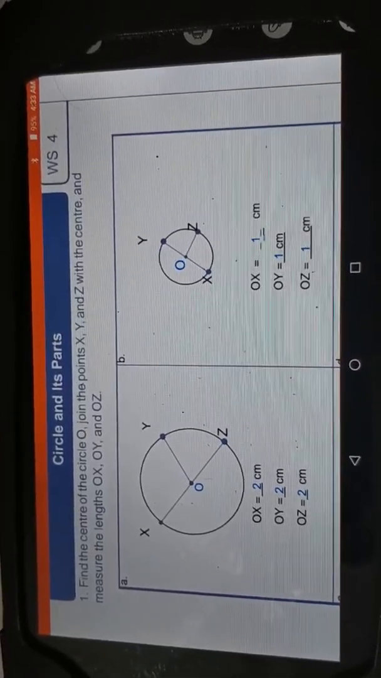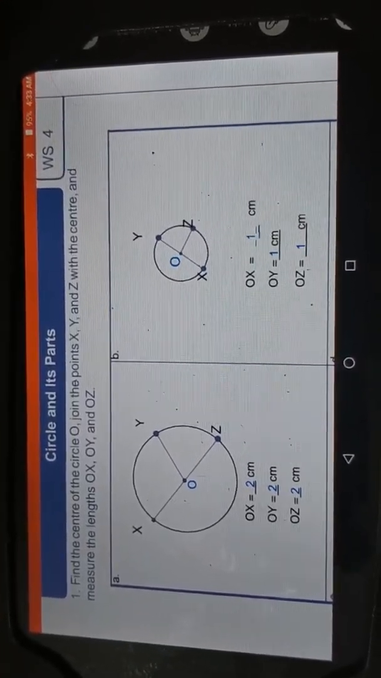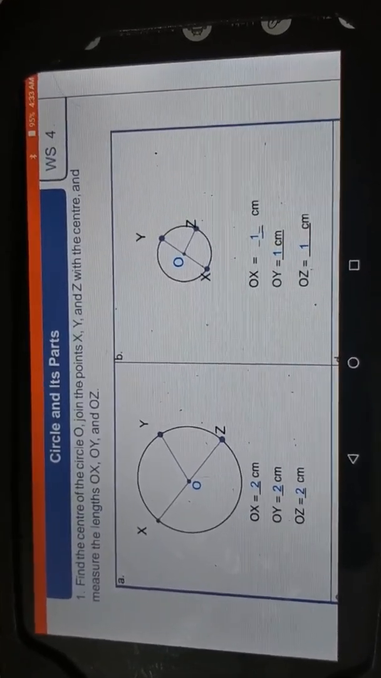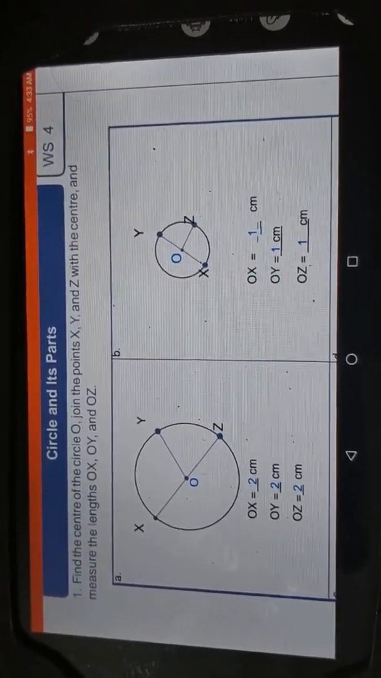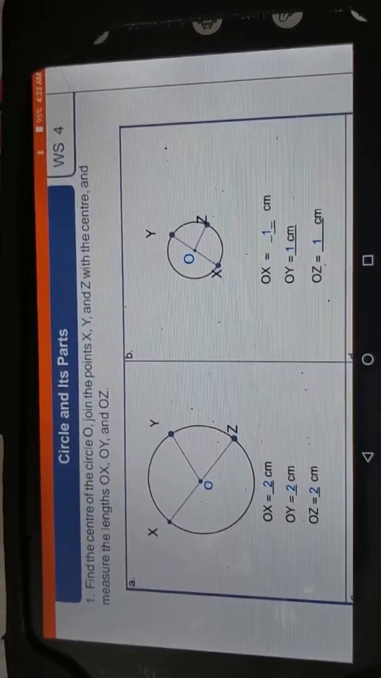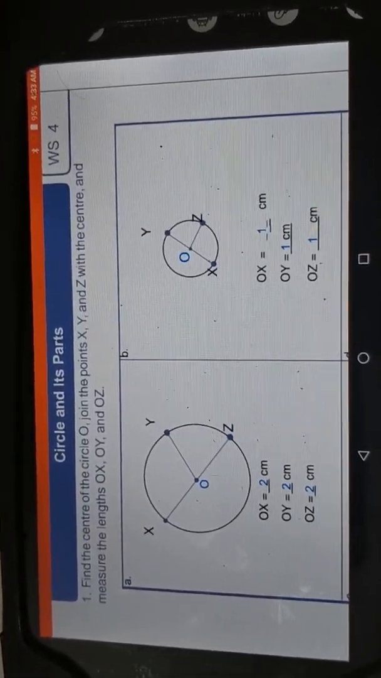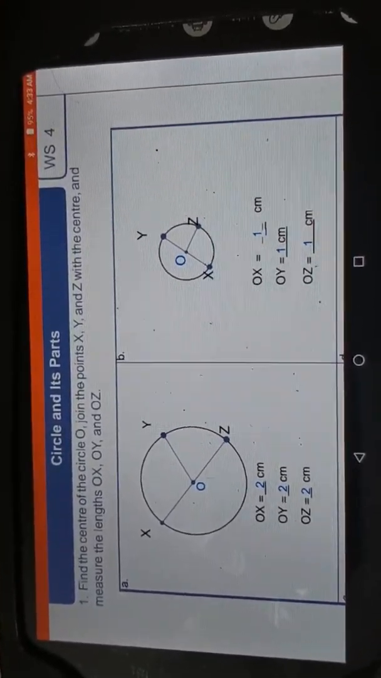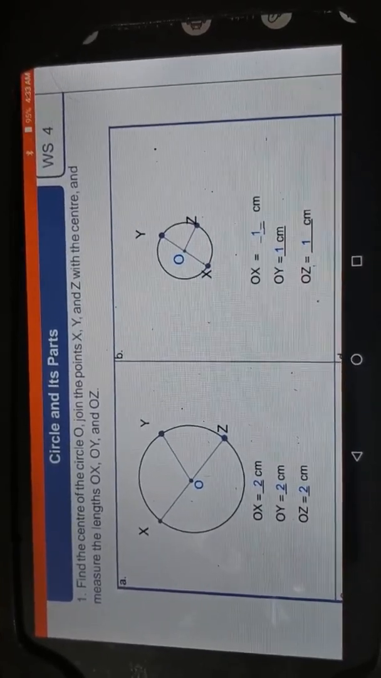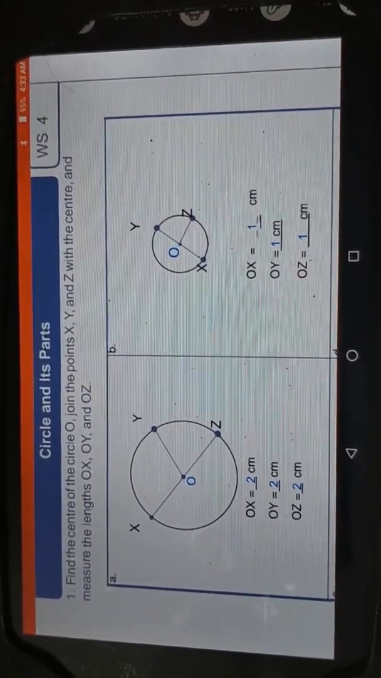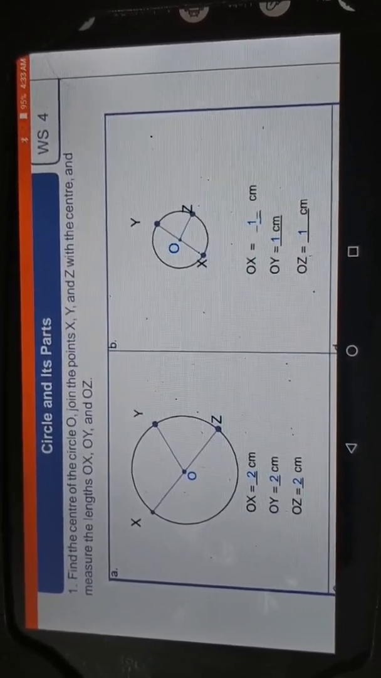Okay students, I hope your work is complete. Now students, your homework is, you have to write worksheet number 3 and worksheet number 4. In worksheet number 4, you have to write question number 1. That one is your homework students. You have to complete your work and send it to me before 1:30 in the WhatsApp group.